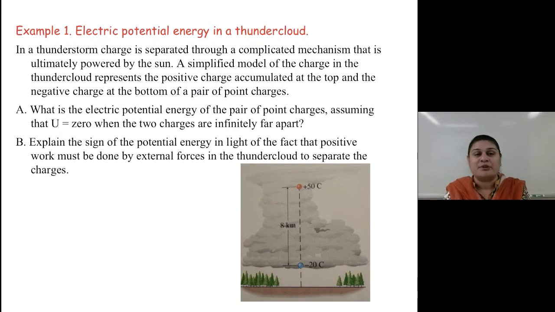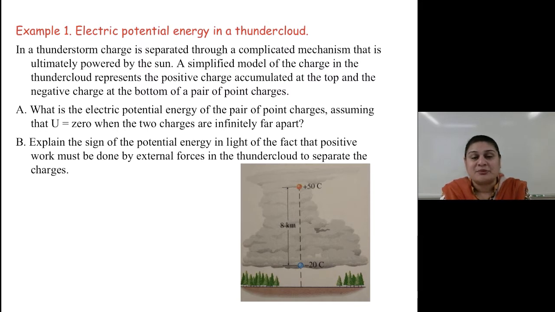Now let's do an example. Example 1. In a thunderstorm, electrical charge is separated through a complicated mechanism that is ultimately powered by the sun. A simplified model of the charge in the thundercloud represents the positive charge accumulated at the top and the negative charge at the bottom as a pair of point charges.